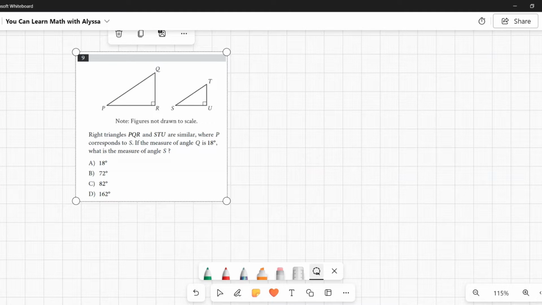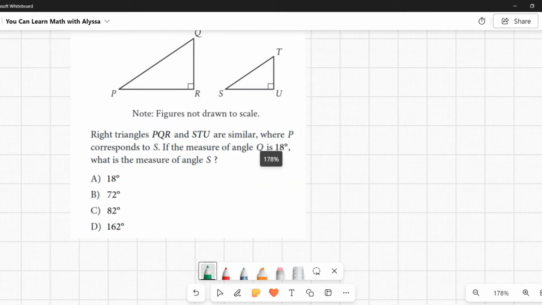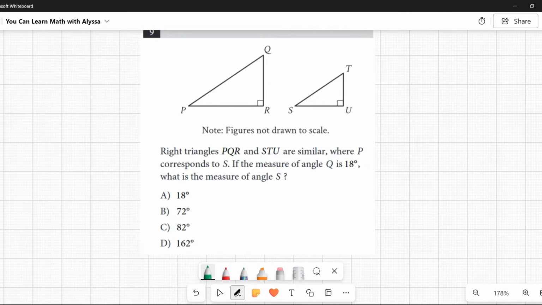Number 9. We have two triangles and we are told the figures are not drawn to scale. Zoom in a bit more because we're going to be writing on this one. Right triangles PQR and STU are similar where P corresponds to S. If the measure of angle Q is 18 degrees, what is the measure of angle S?